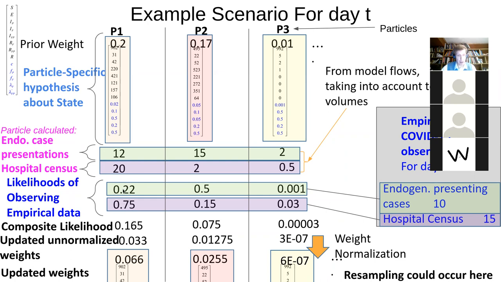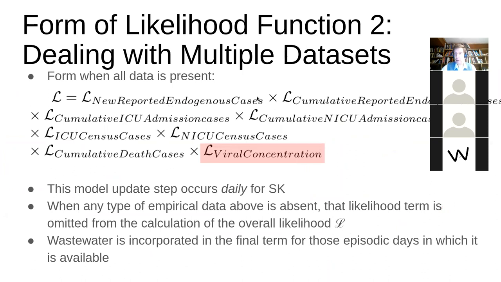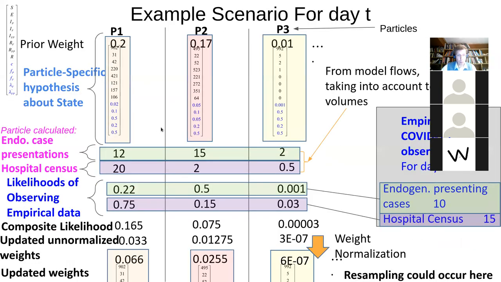And often we have multiple likelihoods. The common way to deal with this, that we've used to very good effect and others have used, is by multiplying likelihoods. So if you have a likelihood for cases, another one for viral concentrations in wastewater, another one for ICU admissions, each particle has some likelihood computed of seeing the empirical data in light of what it thinks should occur. We have a likelihood for each of those, so we multiply together to get a composite likelihood, multiply the particle's weight by that, and we do that for all the particles, and then we renormalize the weights. The weights are normalized to sum to one.